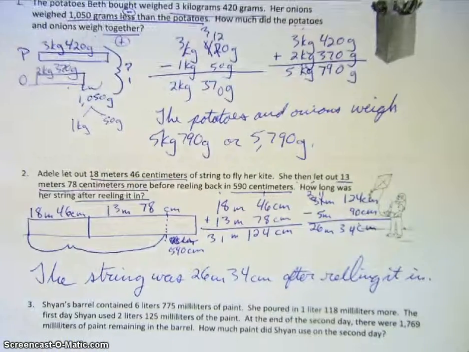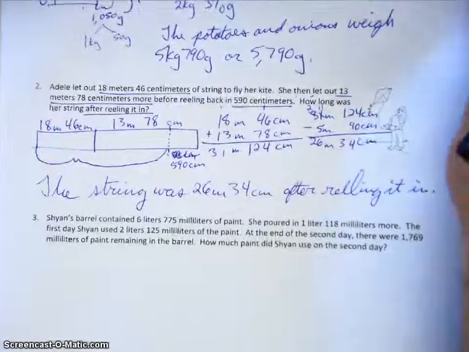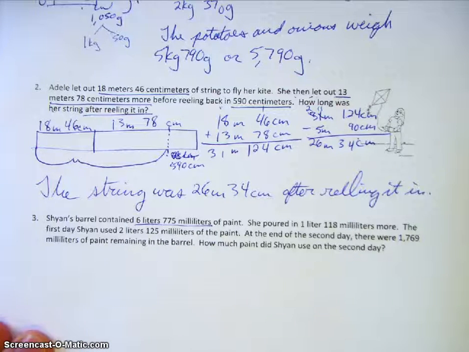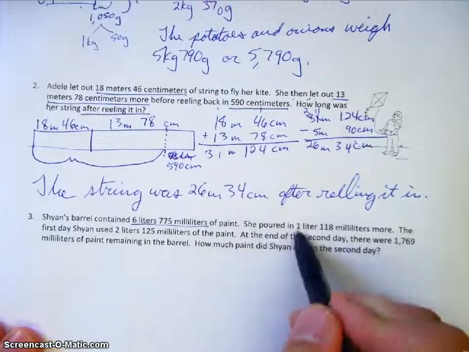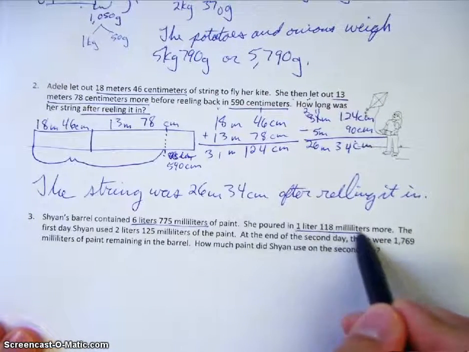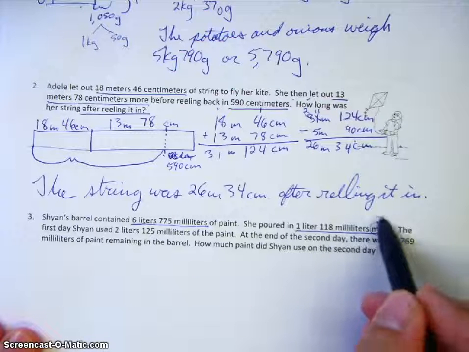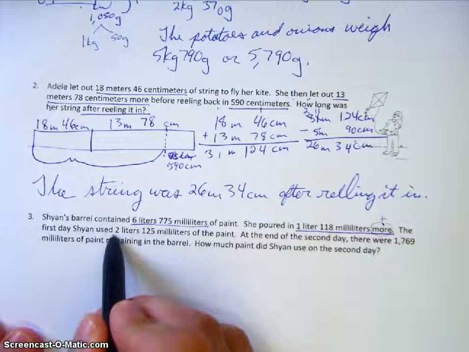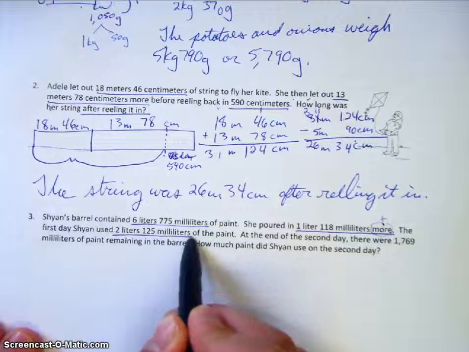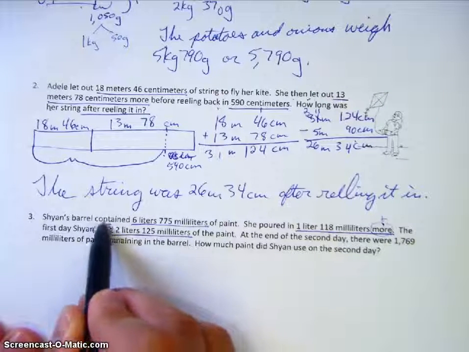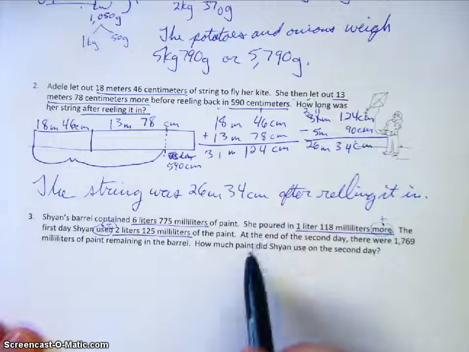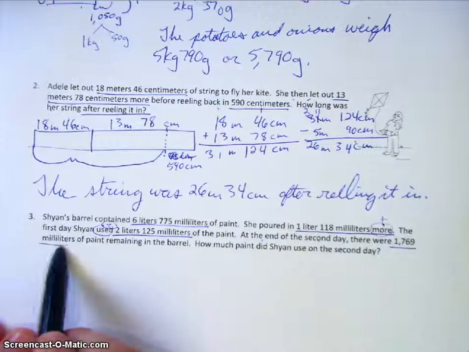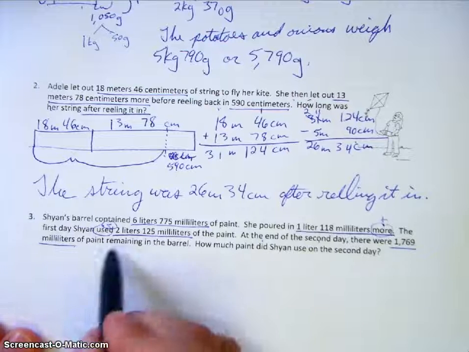Okay, so moving on to number 3. So Cheyenne's barrel contained 6 liters, 775 milliliters of paint. She poured in 1 liter, 118 milliliters more. Notice that word more, we're going to be adding. The first day Cheyenne used 2 liters, 124 milliliters of paint. Okay, so we see used, and now I'm going to be subtracting. At the end of the second day, there were 1,769 milliliters of paint remaining in the barrel. Okay, that's how much was left.